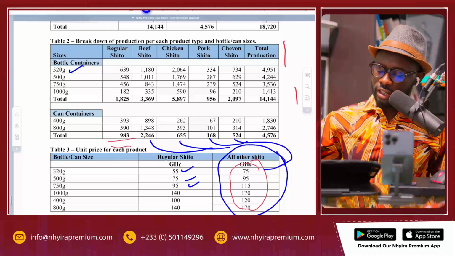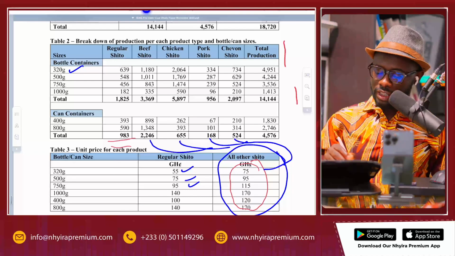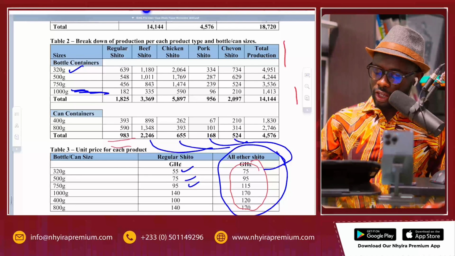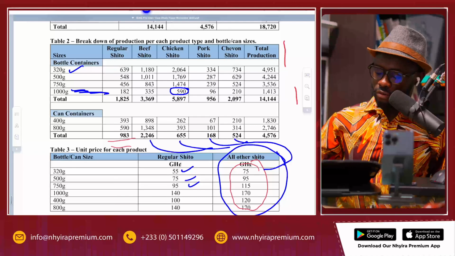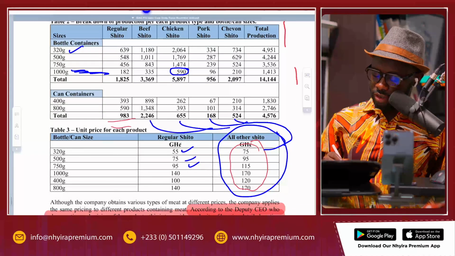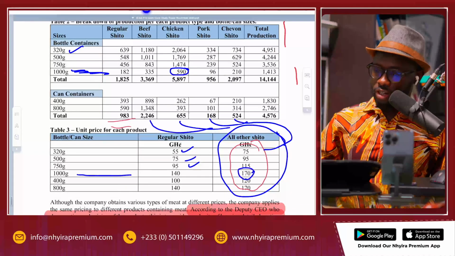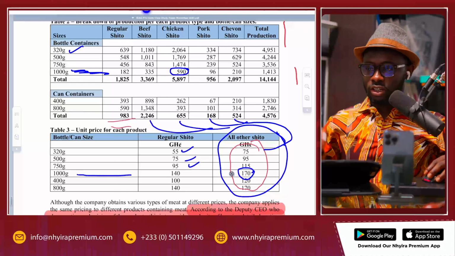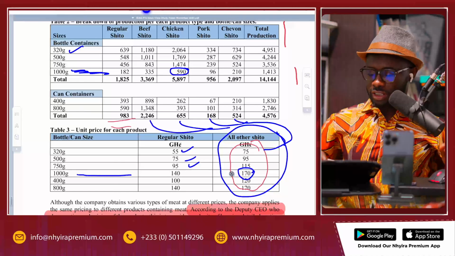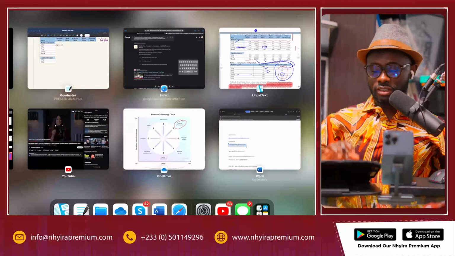So if you take something like, say, 1,000 grams for the chicken, it is 590 there. So it's going to be 590 times 1,000 grams, 170, right? So I believe that everybody has done the workings.